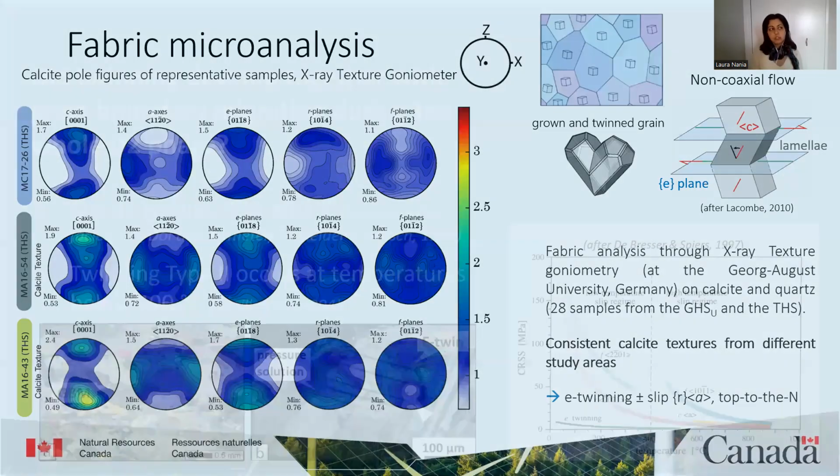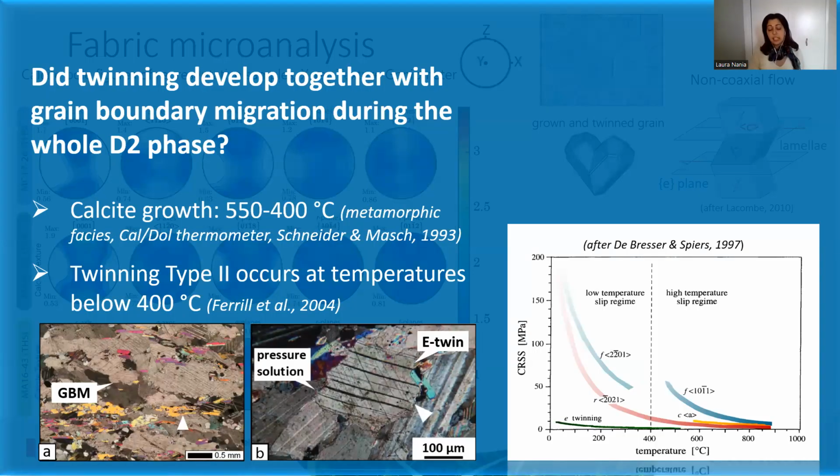And I'm taking time to say that because usually, when people say they see twins in calcite, they immediately think that carbonates were deforming at temperatures below 250 degrees Celsius, more or less. That's because twinning tends to dominate as a deformation mechanism below 400 degrees Celsius in general.